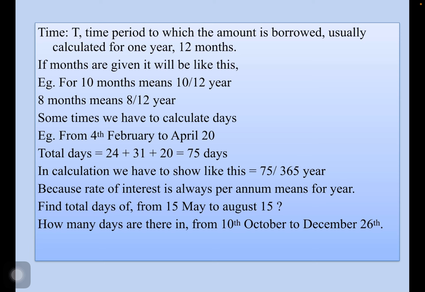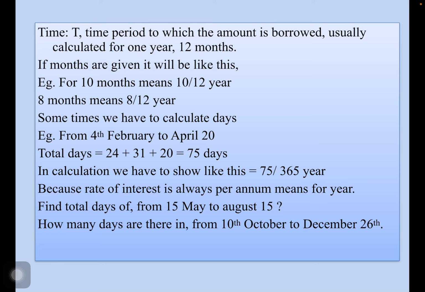Sometimes they give in the form of months, for example 10 months, which means you have to put 10/12 year. When months are given, for 1 year there are 12 months, therefore given 8 months, 10 months or 9 months, you have to put it by 12. Another example, borrowed for 8 months means 8/12. So, first, if they give 2 years, 3 years, directly you can put years. If they give months, then 8/12, 9/12, etc. Third, sometimes they give in the form of days.